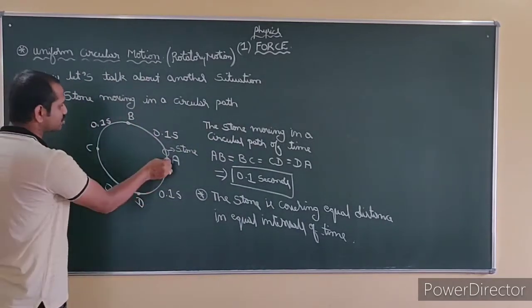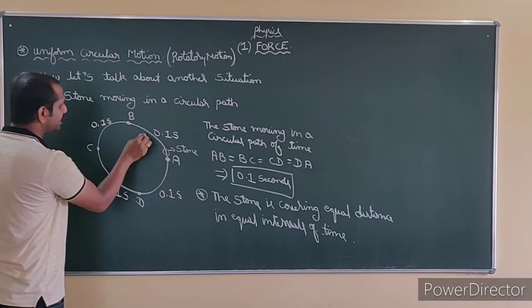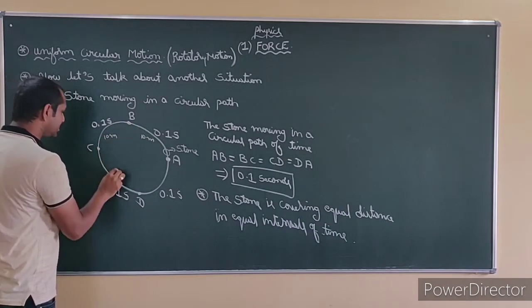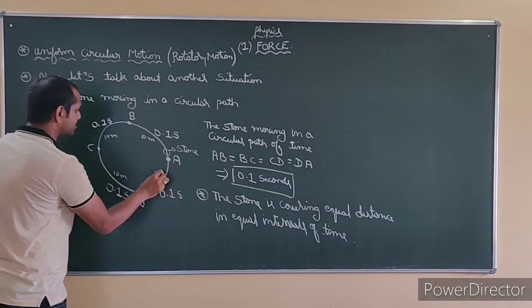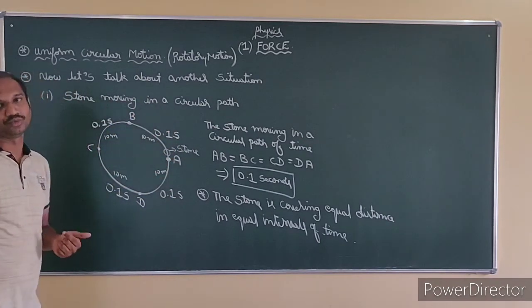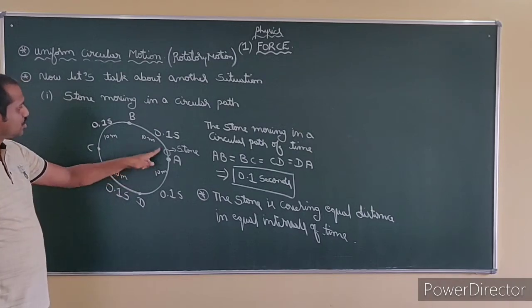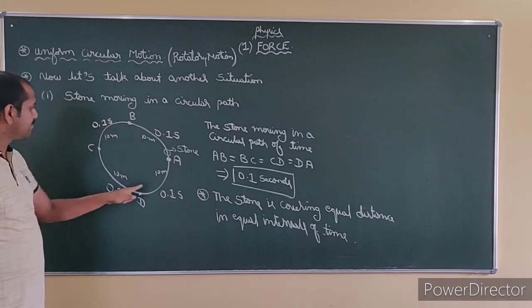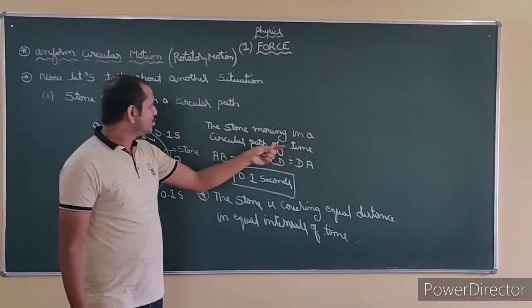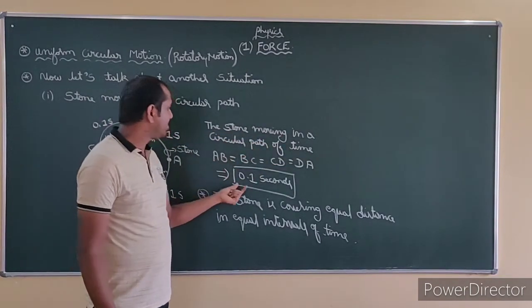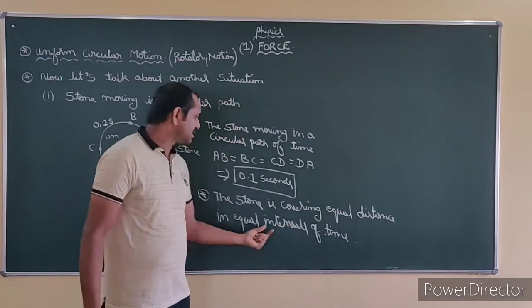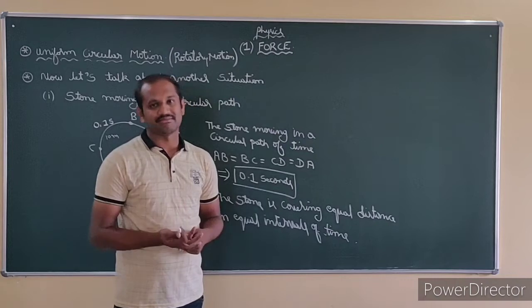In a uniform circular motion, what is the distance between AB? If you consider just 10 meters, obviously BC also is 10, this is also 10, and this is also 10. Now, what is the time taken by the stone to move? The time taken is 0.1 second, 0.1 second, 0.1 second, 0.1 second. So we can tell that the stone moving in a circular path takes 0.1 seconds, that is, the stone is covering equal distance in equal intervals of time.